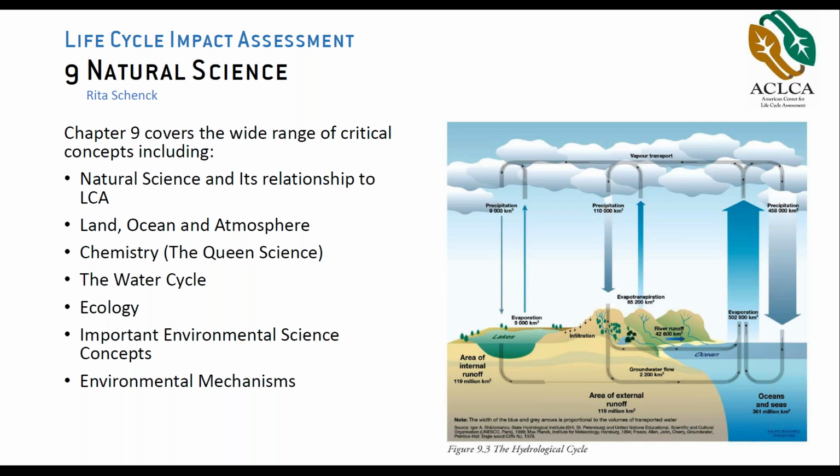What's the endpoints for the impacts. People truly don't understand the natural science. And I think that the field as a whole would be much stronger if we got more natural scientists working in it. So in one chapter, we covered natural science and LCA, land, ocean, and atmosphere, chemistry, the water cycle, ecology, important environmental science concepts, and environmental mechanisms, all in one chapter. So this is one of the most compressed chapters in the book, I think.